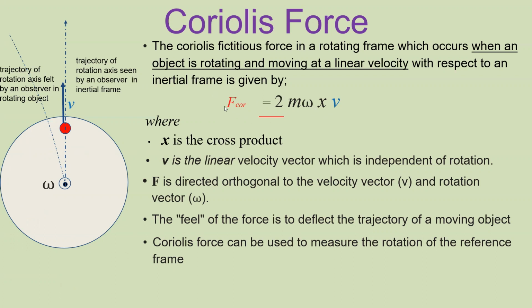So what is the magnitude of this force? 2m omega v times sine theta. Theta is the angle between the angular velocity and linear velocity. And this v should not be mixed up with the rotational velocity. If an object is rotating, it has a rotational velocity, also noted by v, in this direction, perpendicular to this radius. This v is not that rotational velocity.